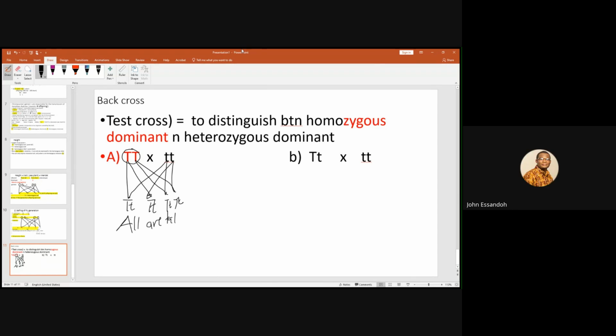But let's look at something here. When the person is heterozygous tall, and then you cross, you see this crossing with this, you get capital T, small t. This crossing with this, you get capital T, small t. But this crossing with this, small t, small t. This crossing with this, small t, small t. All right. Good. So here, what is the phenotypic ratio?